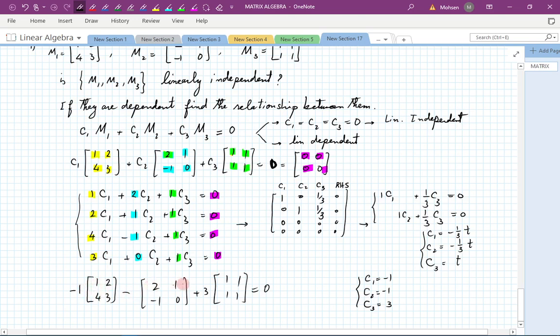Minus 1, minus 2, plus 3, in fact, is 0. Minus 2, minus 1, and 3 is 0. Minus 4, plus 1, plus 3 is 0. Minus 3 and plus 3 is 0. So we checked, we did 4 checks. This is really 4 zeros here. Everything checks.